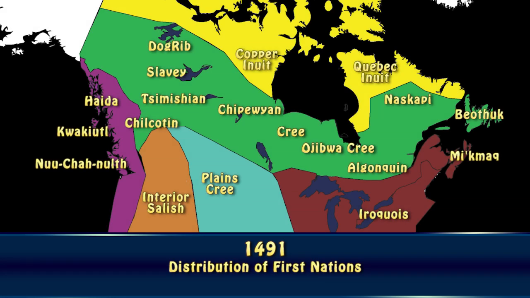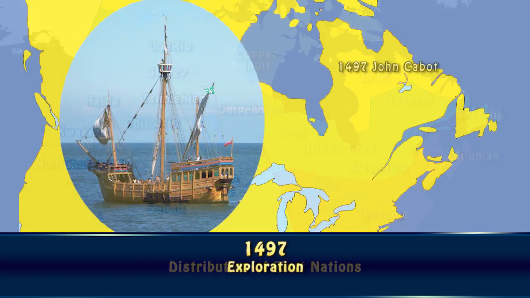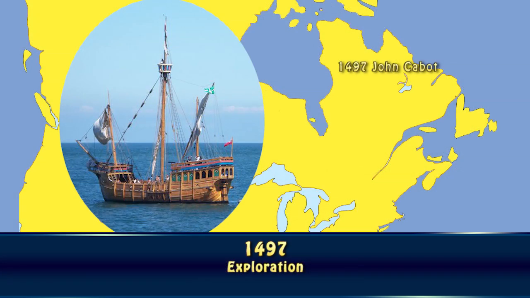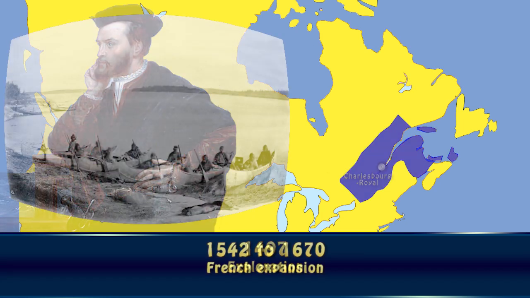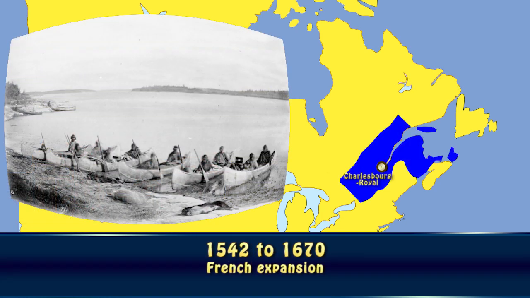Our timeline begins in 1491 with the distribution of First Nations in the territory known as the Dominion of Canada. European conquest begins with the arrival of fishing fleets along the eastern coast and exploration seeking a route to China and India. France explores upper North America.